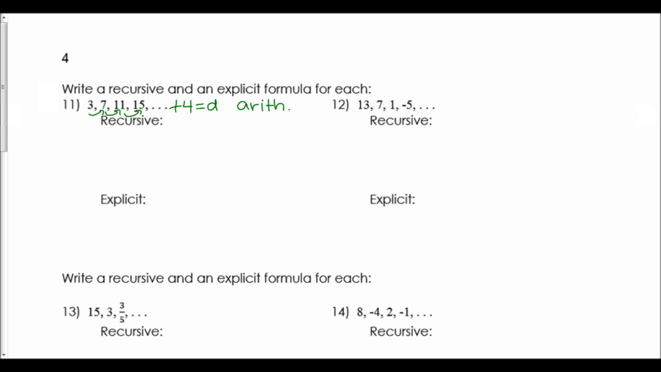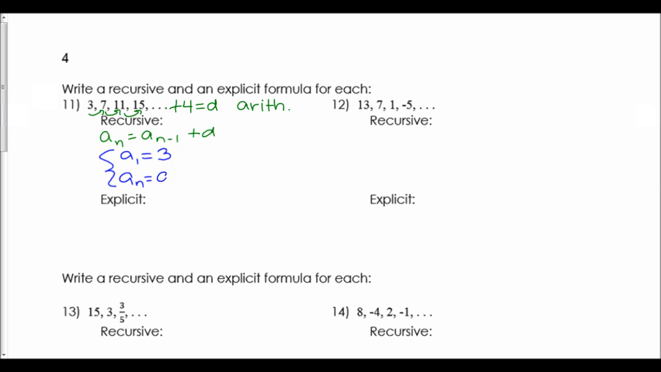So if I look up my recursive formula for arithmetic, it's a sub n equals a sub n minus 1 plus d. So I'm going to plug into this formula. Remember, I need to give more information than what's on the formula sheet. I need to start out and say, what's the first term? Well, the first term is 3. That tells me where to get started.